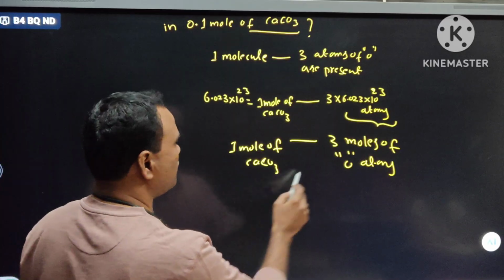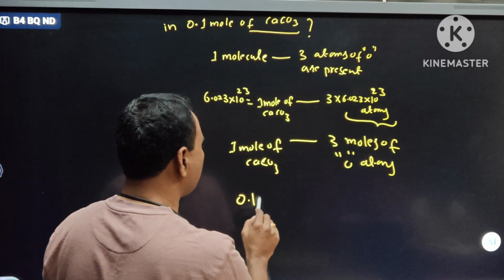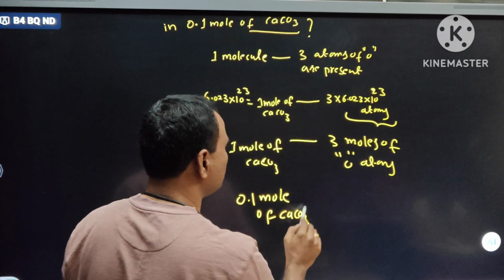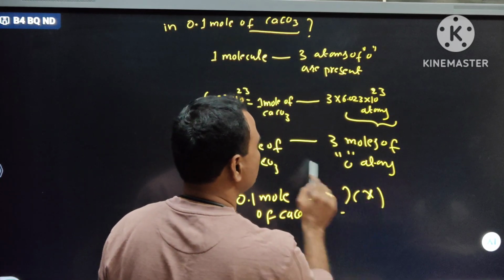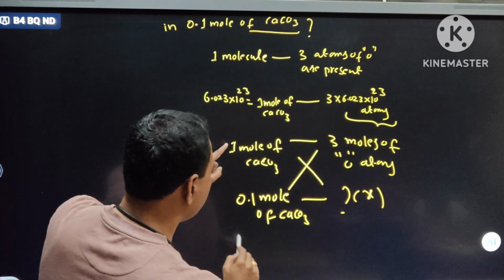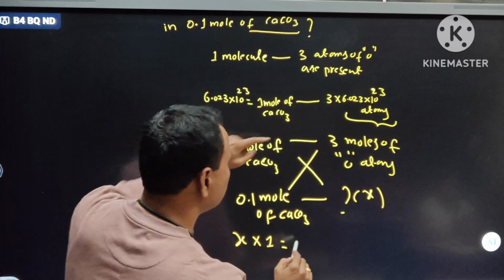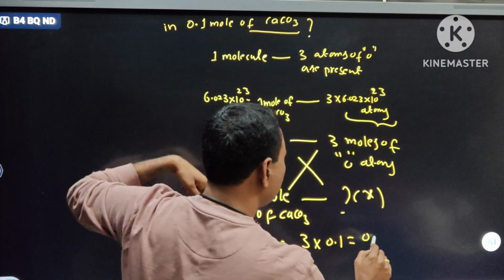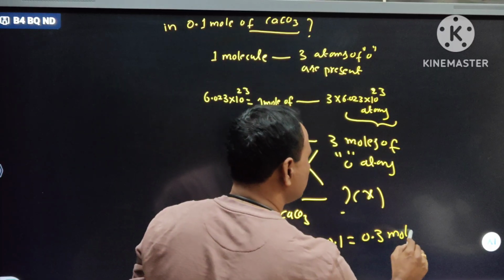See, 1 mole contains 3 moles. 0.1 mole of CaCO3 contains how many? Do cross multiplication. X into 1 is equal to 3 into 0.1. That is equal to 0.3 moles of oxygen atoms.